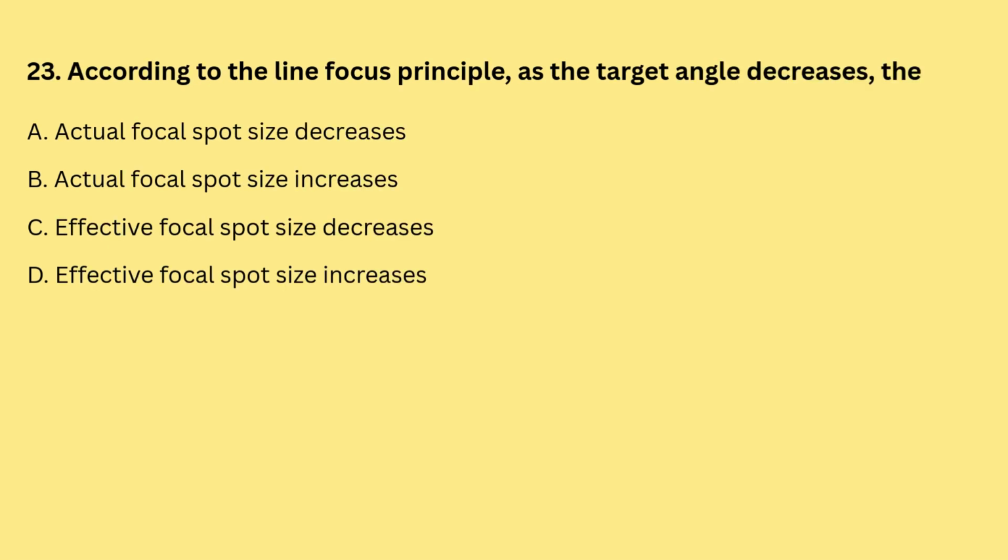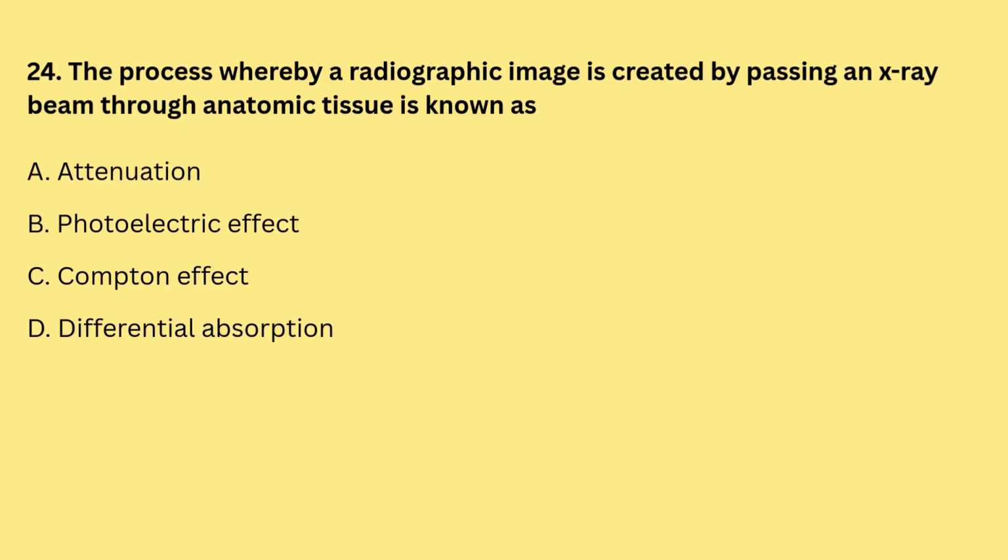Number 23. According to the line focus principle, as the target angle decreases, A. Actual focal spot size decreases, B. Actual focal spot size increases, C. Effective focal spot size decreases, D. Effective focal spot size increases. Answer is C.